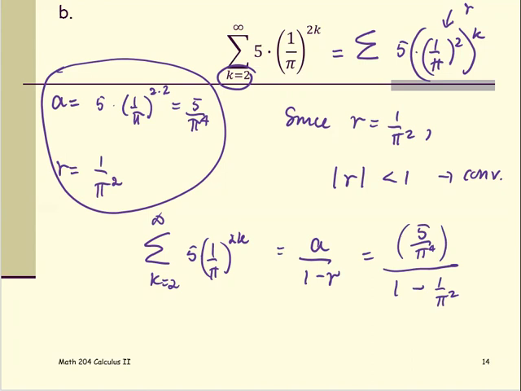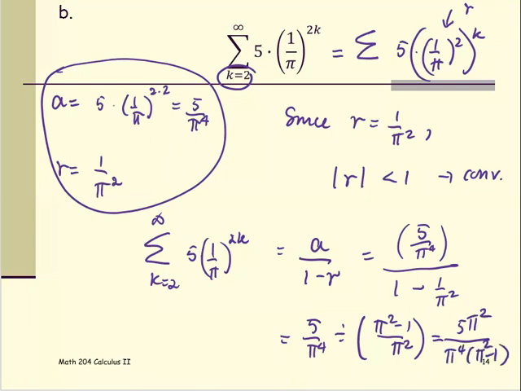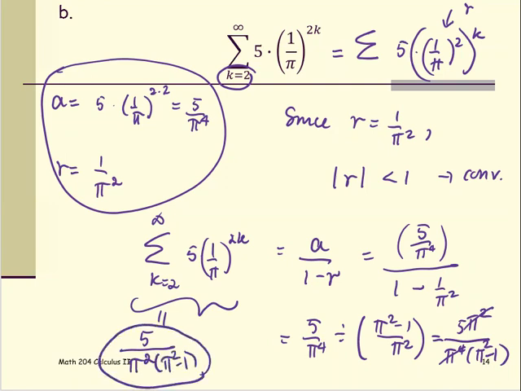Simplify this term to get 5 over pi to the fourth divided by pi squared minus 1 over pi squared, and then rewrite it into the fraction form as 5 pi to the second divided by pi to the fourth multiplied by pi squared minus 1. Simplify one more time. Pi squared and pi to the fourth reduce. So then this series converges to the value 5 divided by pi squared multiplied by pi squared minus 1. So it converges to this value.